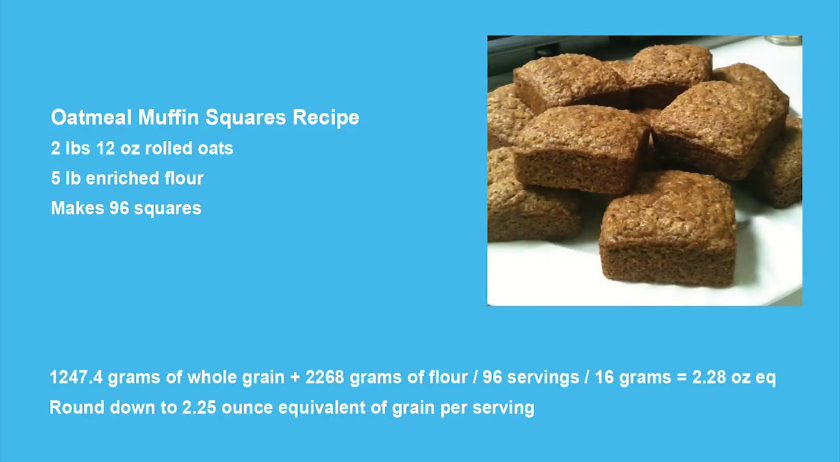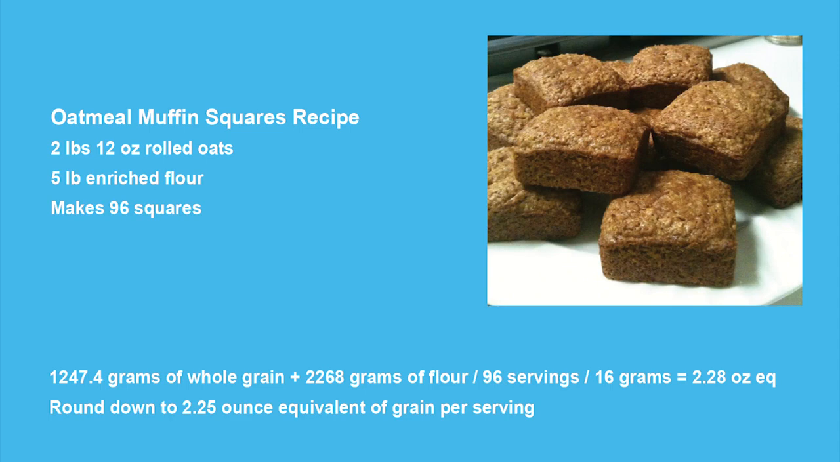Let's look at an example. You are developing a recipe for oatmeal muffin squares, and the recipe calls for 2 pounds 12 ounces of rolled oats and 5 pounds of enriched flour, and will make 96 squares. You need to know how to credit the grains in the recipe. 1 pound converts to 453.6 grams. Therefore, the recipe contains 1,247.4 grams of oats and 2,268 grams of flour.